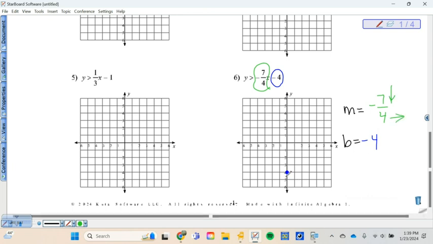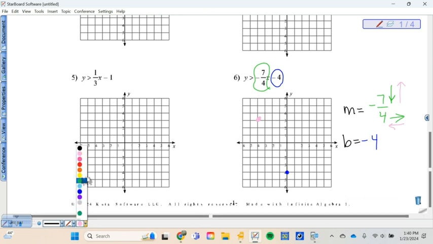Negative, right? But if I try and go down 7, I'm going to run out of graph, aren't I? So we can go in reverse. It's like you're backing up a car. Go backwards. Go left and then up. Because that makes my negative slope. If I went up 7/4, I'd have a positive slope. That's wrong. I've got to go backwards.